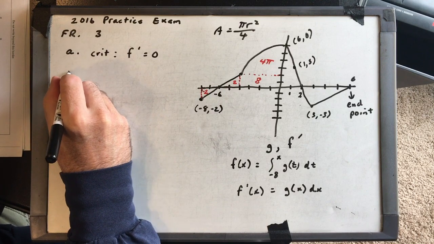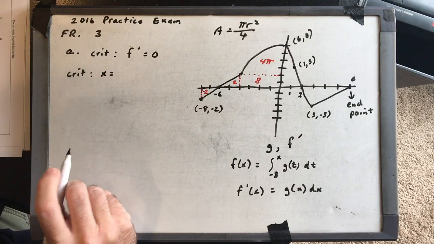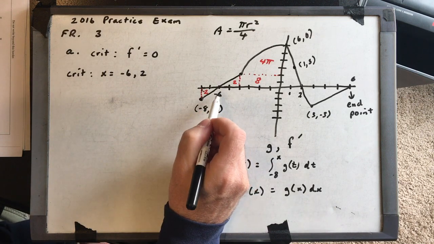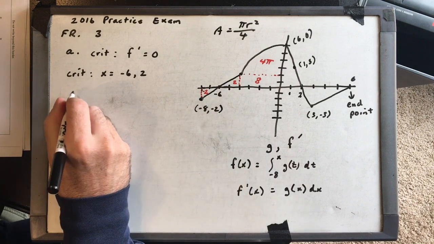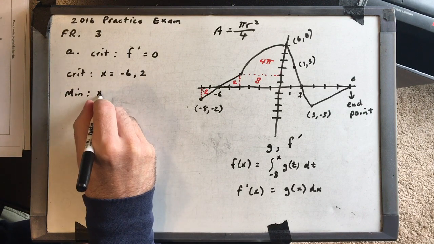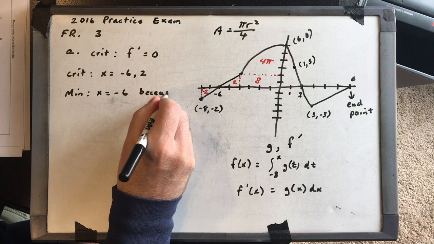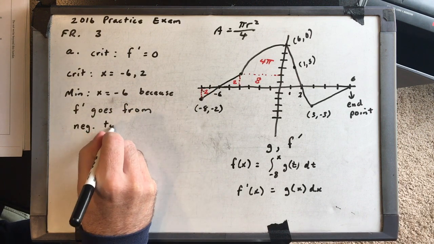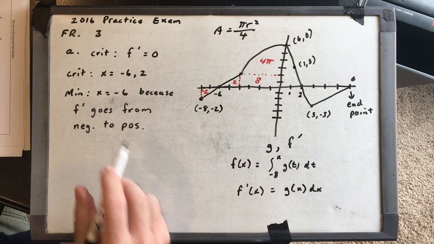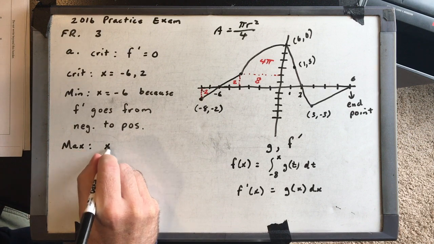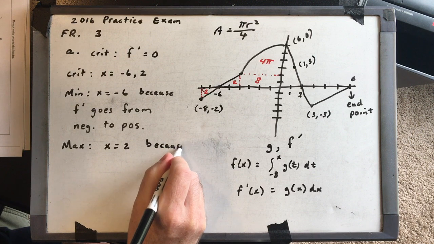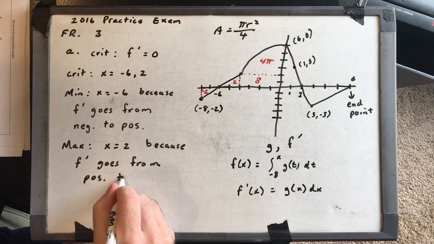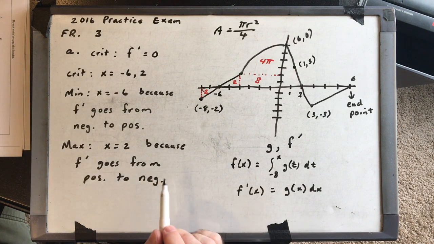All right, so our critical points occur at x is equal to negative 6 and 2. Maxes or mins occur when f prime changes sign. So a min occurs at x equals negative 6 because f prime goes from negative to positive. So you'll want to write that out on the 2020 test. Write out your explanation, and then you have a max at x equals 2 because f prime goes from positive to negative. If you remember your sign lines from chapter 3 when we looked at that kind of stuff.